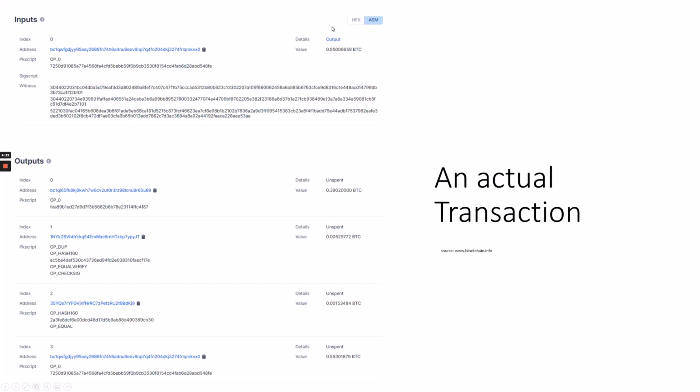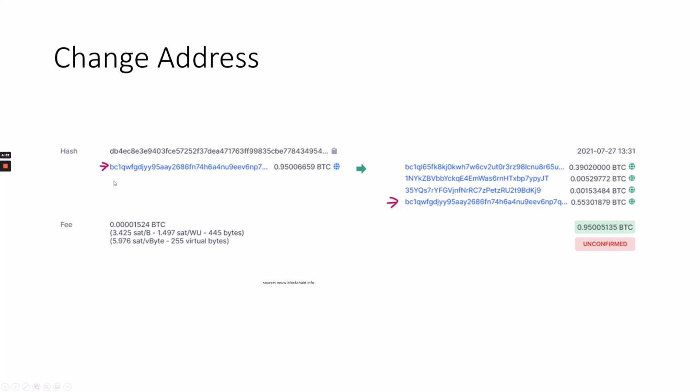So that's one observation. The other interesting observation here is look at the addresses, the input addresses and the output addresses. You will notice that some addresses, specifically two addresses, appear twice. Basically two addresses are the same. This address appears twice, BC1QW, and you again have BC1QW here as well. So what is happening here? In the Bitcoin context, all the inputs that you get in a transaction have to be consumed. So you have 0.95 Bitcoins here.